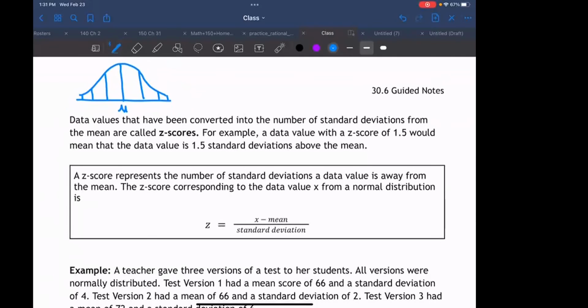So z-score, I'm trying to figure out where to put it. Okay, there we go. A z-score. A z-score is literally a fancy name for the number of standard deviations away from the mean that a data value is, okay? So, for example, let me give you a few examples here.